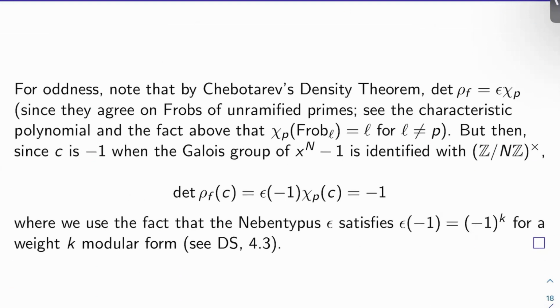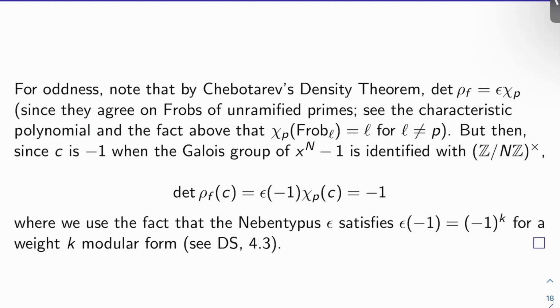So for oddness, first you use Chebotarev's density theorem to see that the determinant of rho_F is just epsilon times chi_p, where chi_p is the p-adic cyclotomic character. The reason for that is they agree on Frobenii of unramified primes. To see that that is true, you can just look at the characteristic polynomial and recall from an earlier video that chi_p of Frobenius at L is L if L isn't p. Okay. So these agree everywhere because they agree on unramified primes by Chebotarev density.